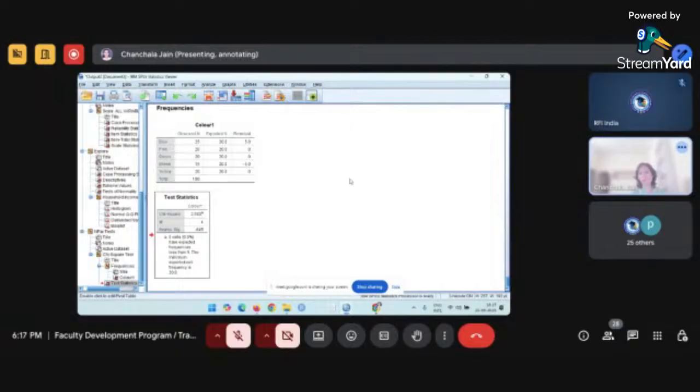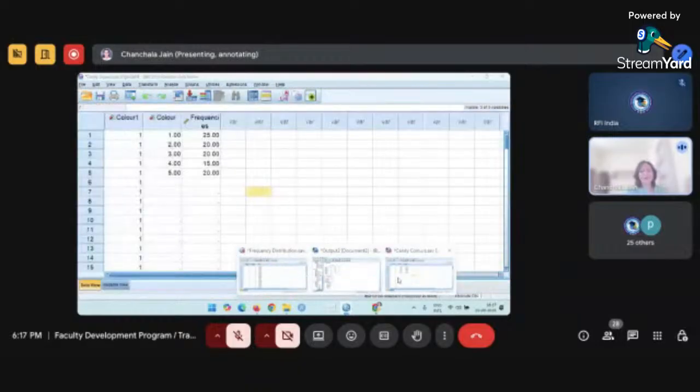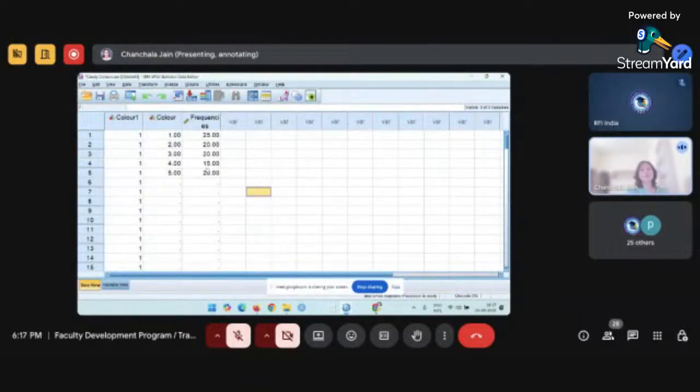Now, I'll tell you the second way. We'll go to the data. You can see this was the data. When your data is given along with the frequencies, before performing the chi-square test, you need to weigh all your categories with the frequencies.